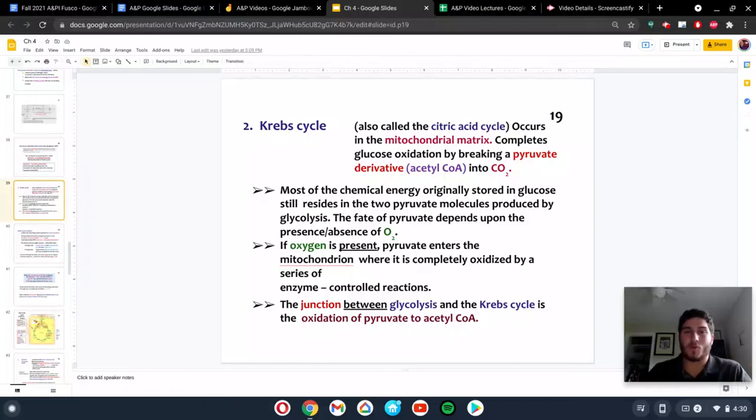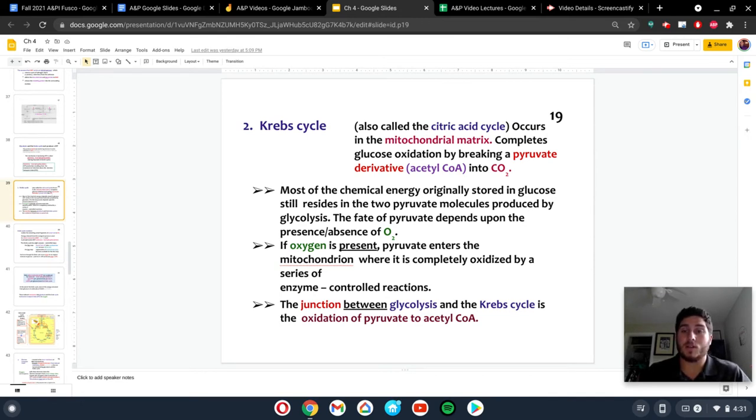Hey everybody. So this is the second step of cellular respiration. This is step 2 of 3. As mentioned previously, the step before this was glycolysis, a process that happened outside of the mitochondria in the cytosol of the cell where there is no oxygen. Now we are in the mitochondria where we do have oxygen.